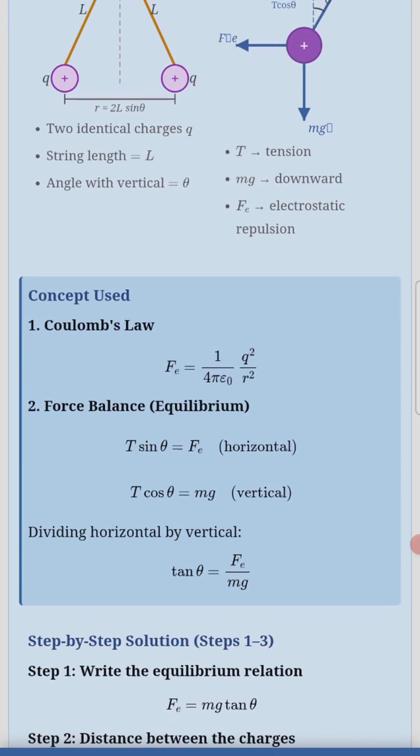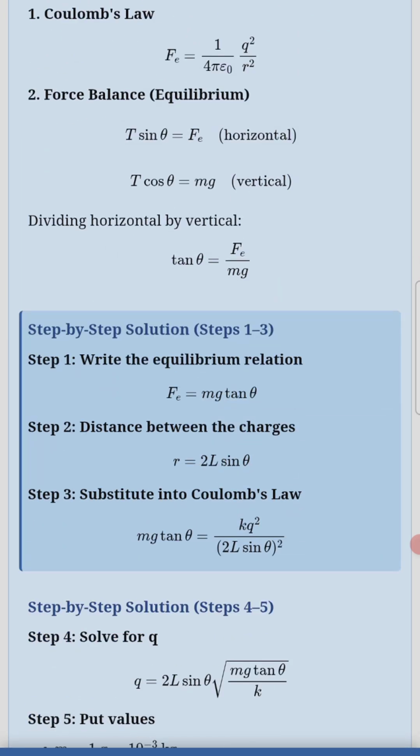Concepts used. First, Coulomb's law, F equals 1 over 4 pi epsilon naught, times q squared over r squared, both spheres carry the same charge q. Second, force balance at equilibrium. Horizontally, T sine theta equals F. Vertically, T cosine theta equals mg. Dividing the horizontal equation by the vertical one, we get tan theta equals F divided by mg. This is the key equilibrium relation. It eliminates tension T completely.